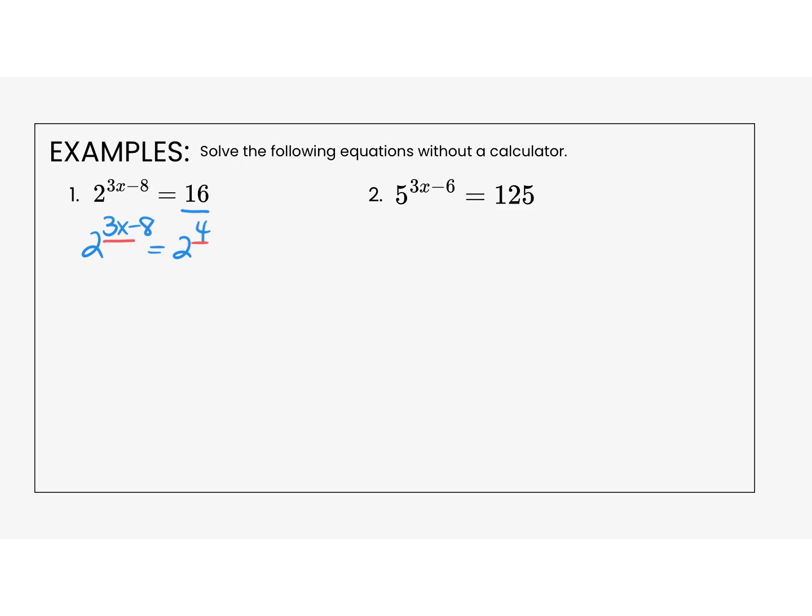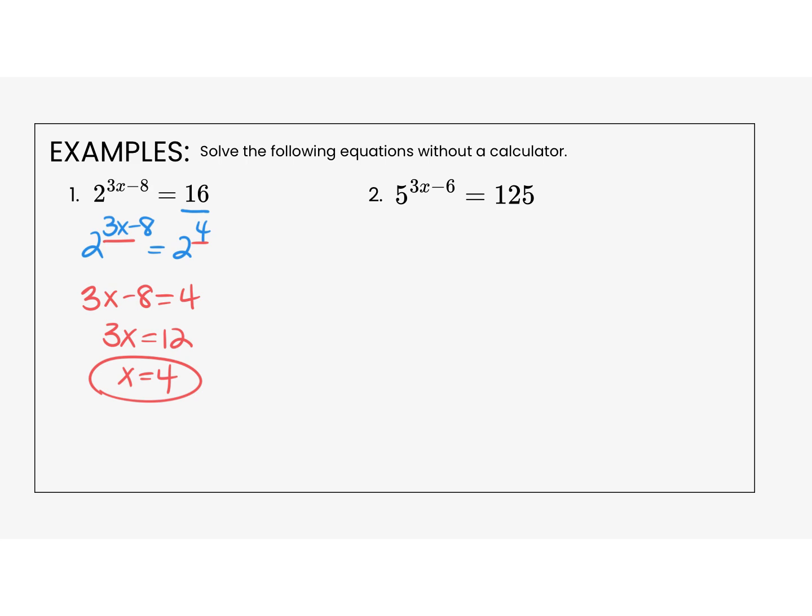Once we have that, because now they have matching bases, we just set the exponents equal to each other. So I would get 3x minus 8 equals 4, so 3x equals 12, and x equals 4. Okay, so we might have to rewrite something as a power in order to make this work. It's not always just going to be given to us as the same bases. Okay, so let's look at number 2.